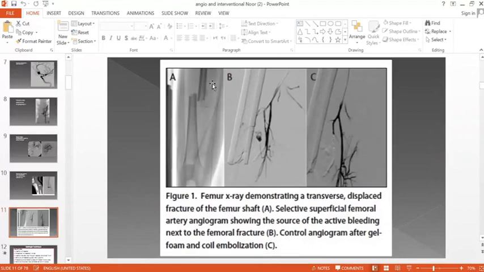This is also a case of fracture of the femur, and this patient is hemodynamically unstable, and because of this you have an active bleeding point and expanding hematoma in the thigh. This angiography shows this extraluminal flush of contrast. And this is the image after embolization of the bleeding point.